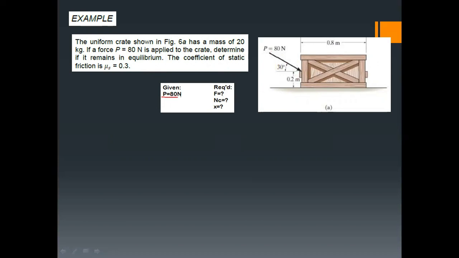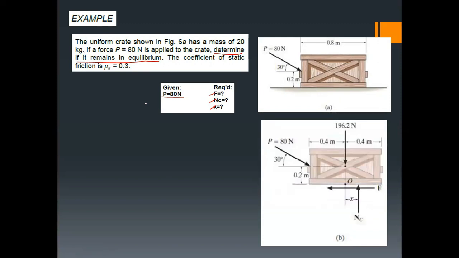So, given that we have a force, what we're looking for is F, the NC or the reaction from our surface, and X, or the movement, whether it moved or not. Because it says here, determine if it moved or not, whether it is in equilibrium or not.